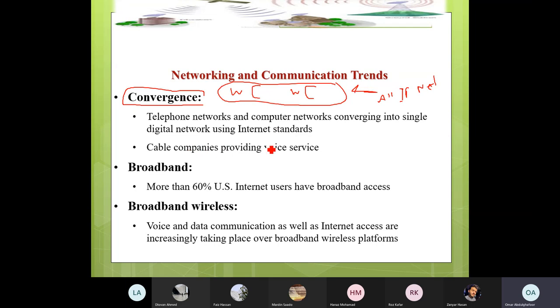Cable companies are providing voice service, for example, broadband. More than 60% of US internet users have broadband access, very fast. And in broadband wireless, voice and data communication, as well as internet access, are increasingly taking the place of our broadband wireless platforms.